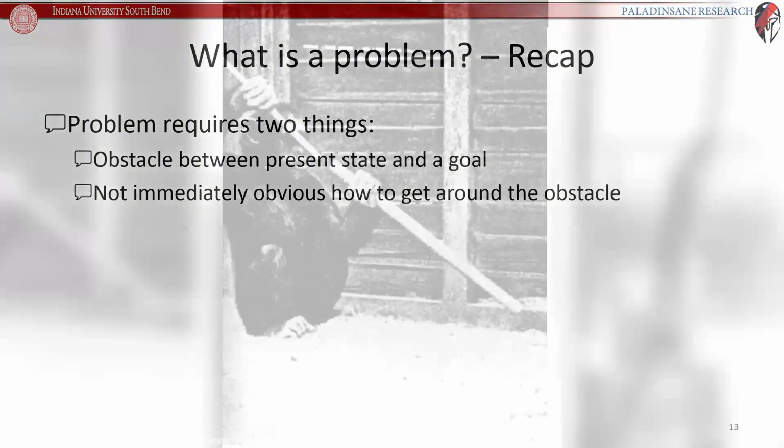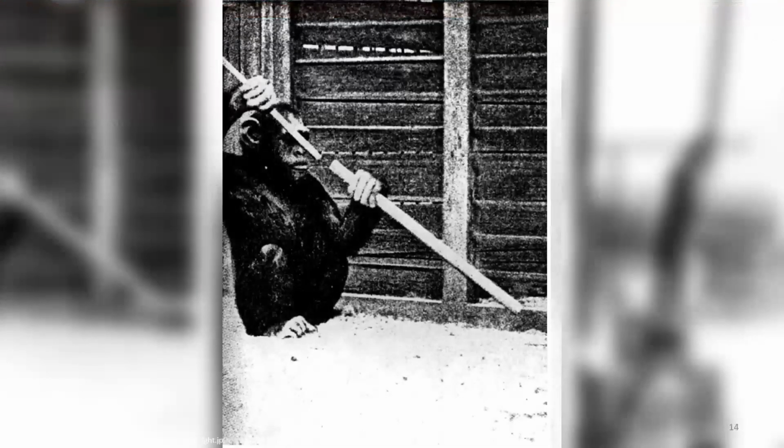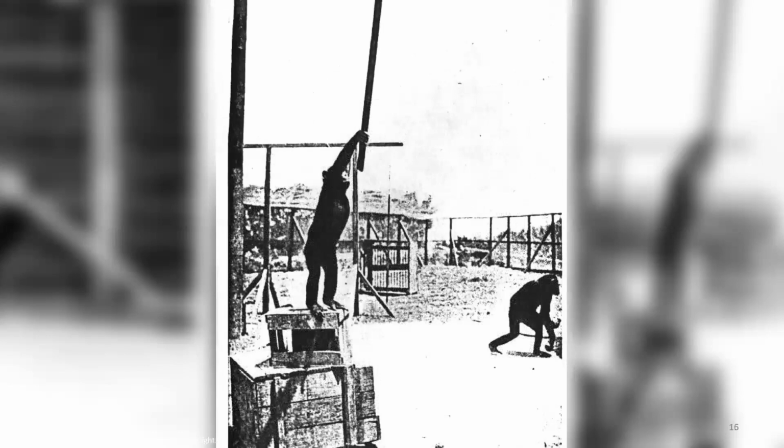So we saw some examples of this, for example, with Kohler's chimpanzee studies, where the chimpanzees don't have a banana, that's their present state. The chimpanzees want a banana, that's their goal state. There's an obstacle in between them, such as a wall, or the banana is too high up, and it's not immediately obvious how to get there, but through problem solving, they're able to get around the obstacle and either climb up to get the banana or maybe use a stick to reach that banana.